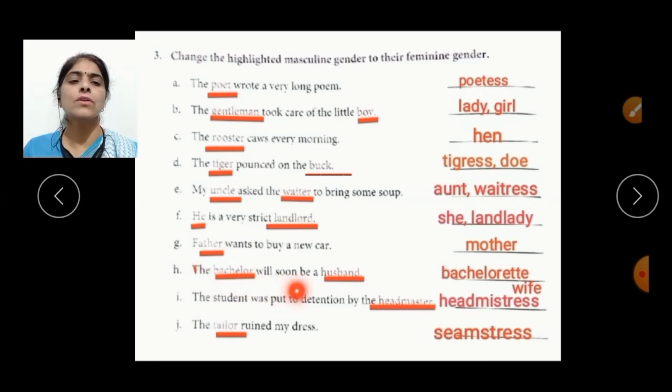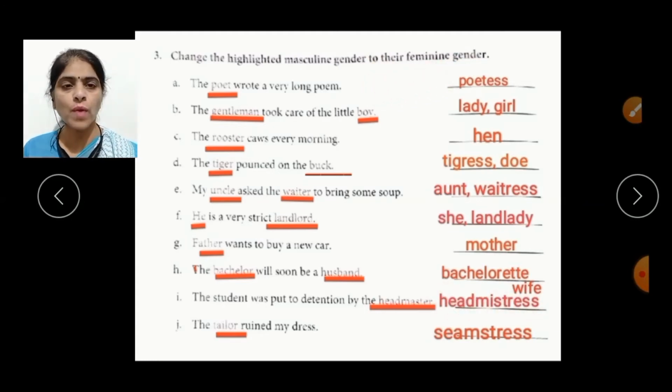The bachelor will soon be a husband. In this sentence, we have two male nouns, bachelor and husband. So, the feminine gender of bachelor will be bachelorette, or we can also use spinster. And the feminine gender of husband will be wife. Let's have the next sentence. That is, the student was put to detention by headmaster. In this sentence, headmaster belongs to masculine gender and the feminine gender of it will be headmistress.